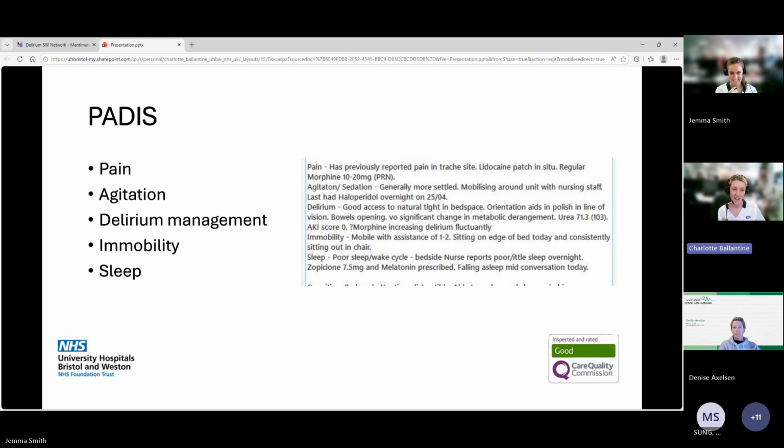But you can see how it's structured, and in terms of pain, someone's got a lidocaine patch in place. They're on PRN morphine. Are they agitated? So they're mobilizing. When they last used haloperidol, so what that overall picture is looking like. Their delirium and their environment, and sleep as well, and immobility. Yeah.